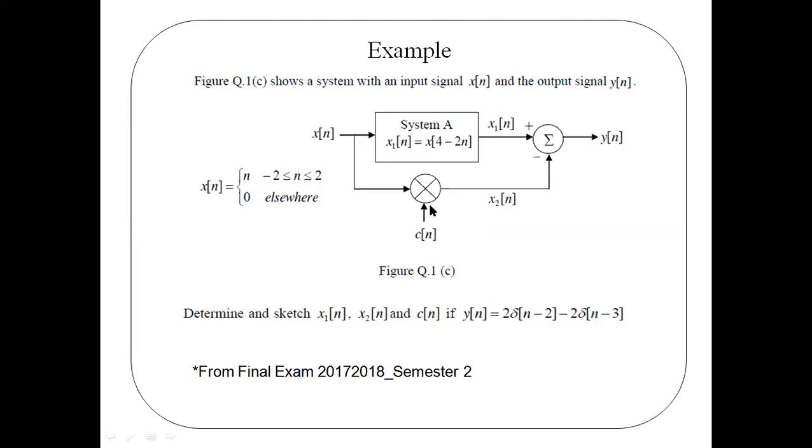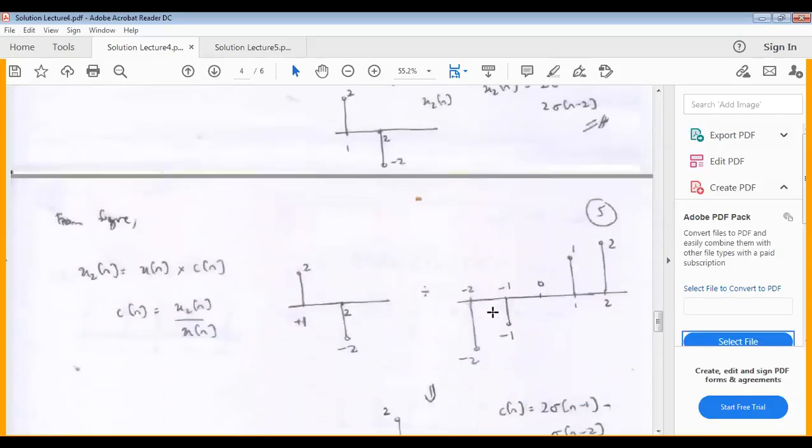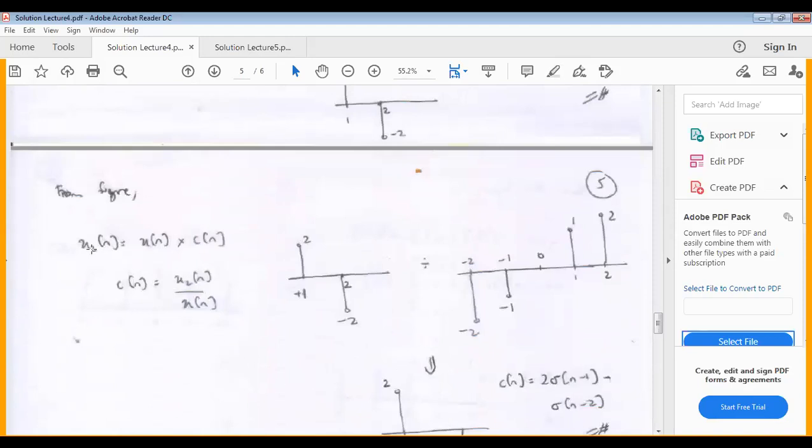So the c[n] can be calculated by knowing that x2[n] equals x[n] multiplied by c[n], right? So c[n] can be obtained by simply dividing x2[n] by x[n]. We can refer to the solutions here. So we know that x2[n] is x[n] multiplied with c[n]. So c[n] is basically a division operation between x2[n] and x[n]. The x2[n] is here and the x[n] is here.